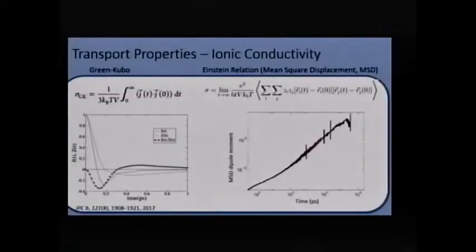So here we have ionic conductivity using Green-Kubo correlation and Einstein correlation. In Green-Kubo, we use the electrical current. So here J means velocity times charge. And in MSD, we are using the dipole moment, so the mean squared displacement of the dipole moment. So it's position times charge.